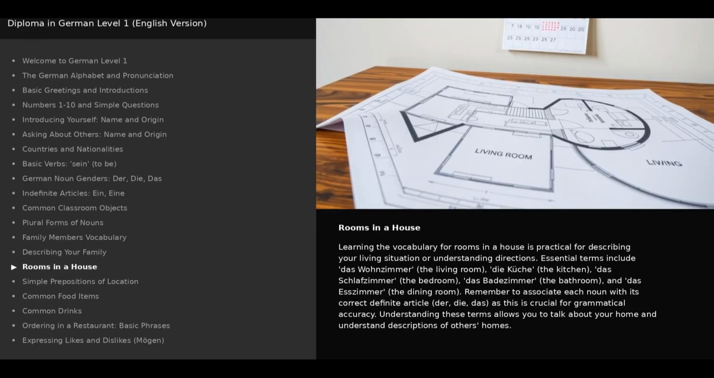Rooms in a house. Learning the vocabulary for rooms in a house is practical for describing your living situation or understanding directions. Essential terms include das Wohnzimmer, the living room, die Küche, the kitchen, das Schlafzimmer, the bedroom, das Badezimmer, the bathroom, and das Esszimmer, the dining room. Remember to associate each noun with its correct definite article, der, die, das, as this is crucial for grammatical accuracy. Understanding these terms allows you to talk about your home and understand descriptions of others' homes.